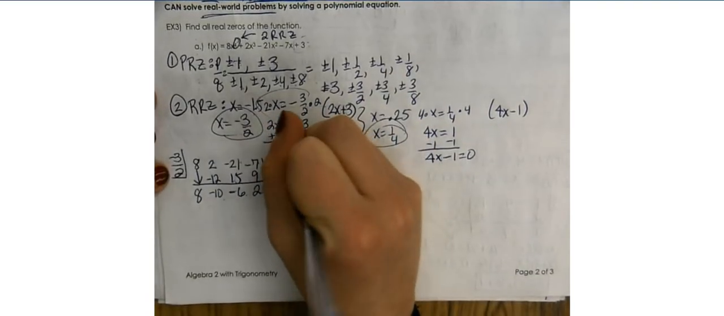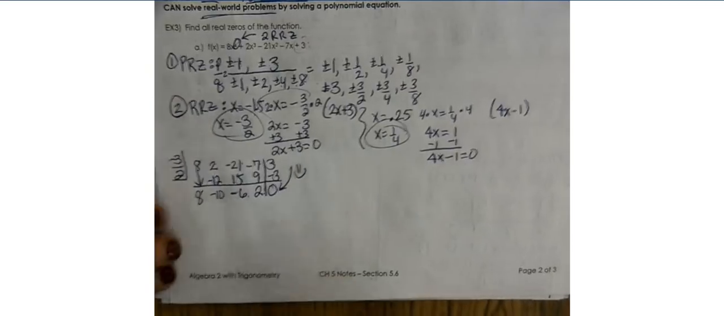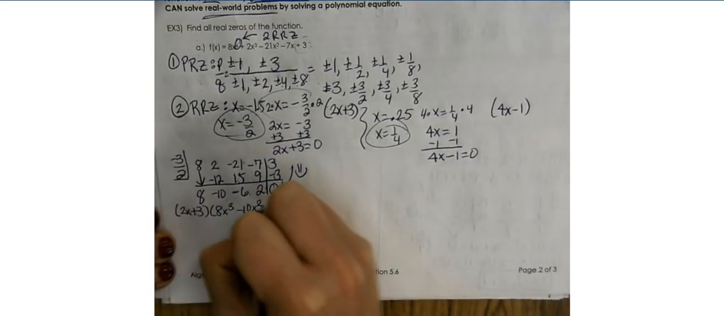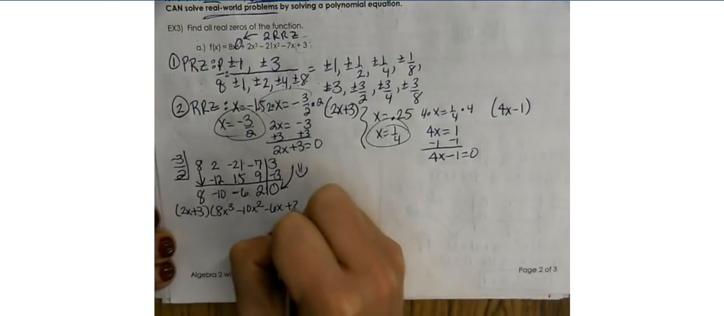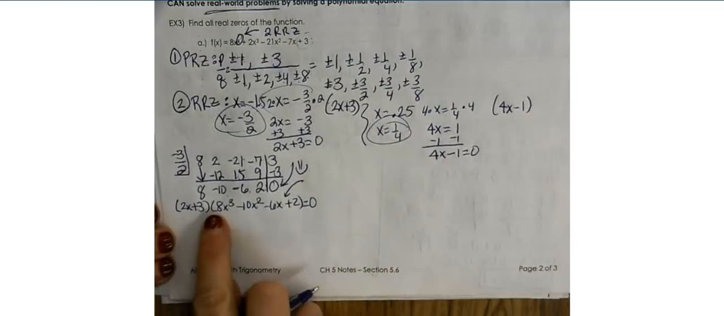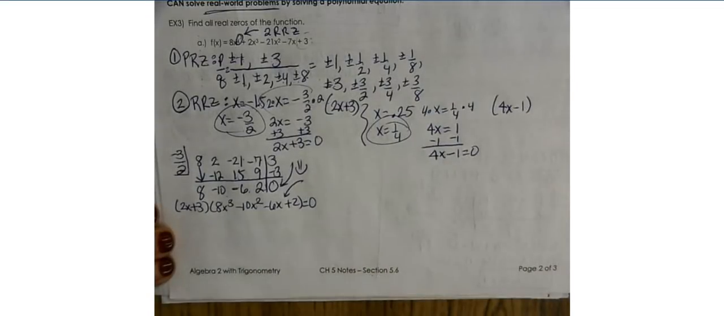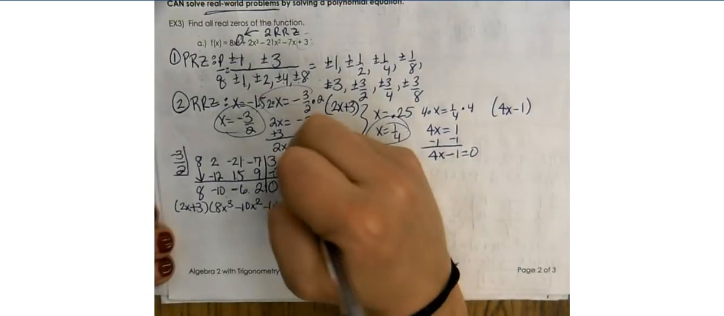I was able to end up with a remainder of 0. So where we're at right now is we have 2x plus 3 times 8x cubed minus 10x squared minus 6x plus 2, and that would equal 0. What that means is I'm going to use this polynomial to do synthetic division again.